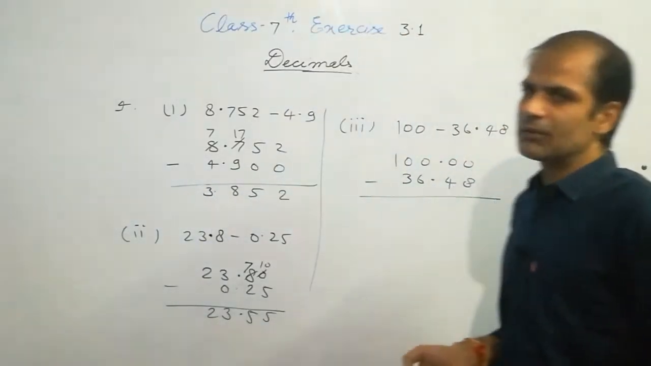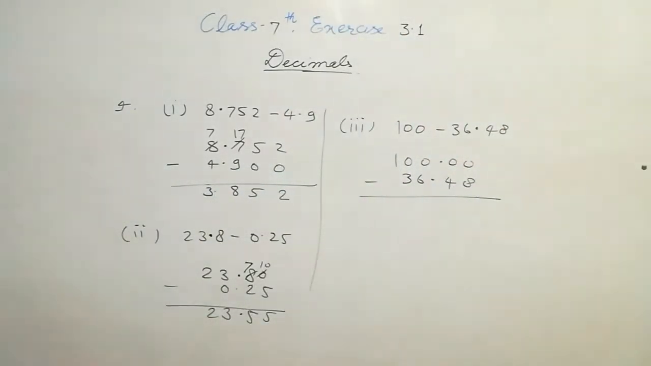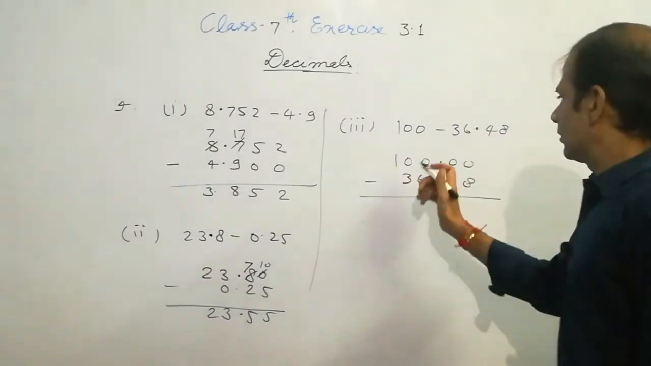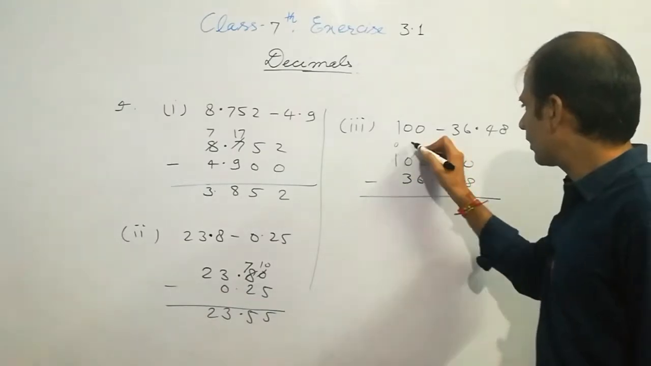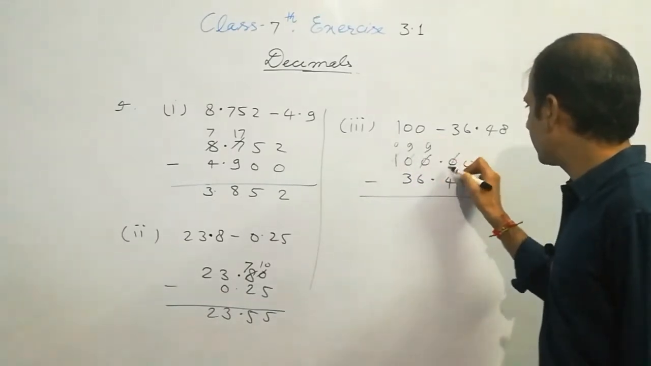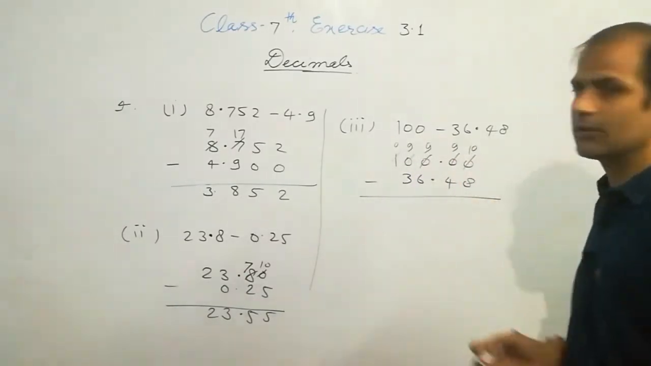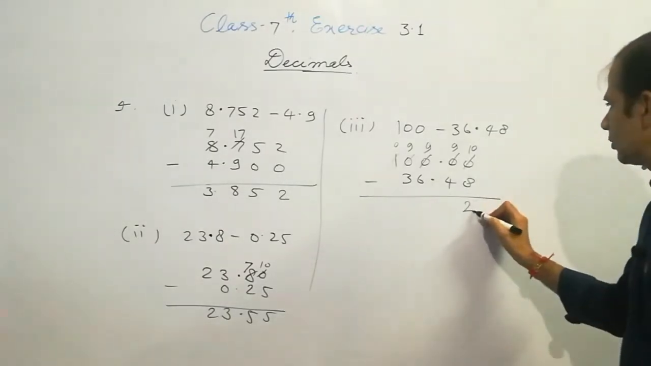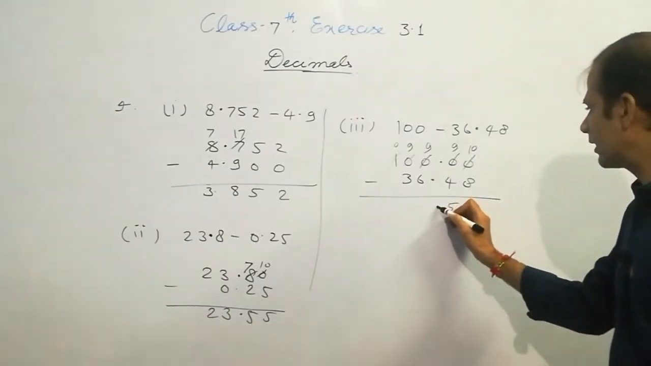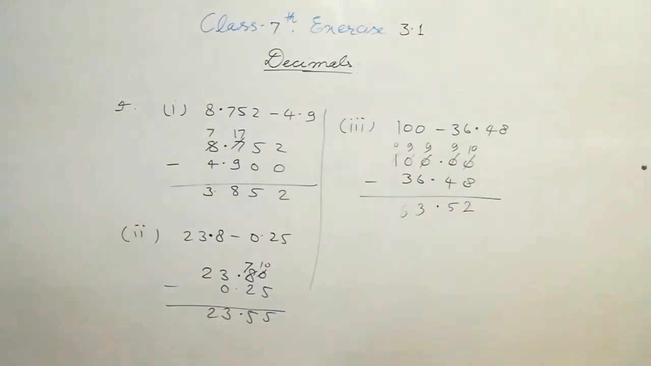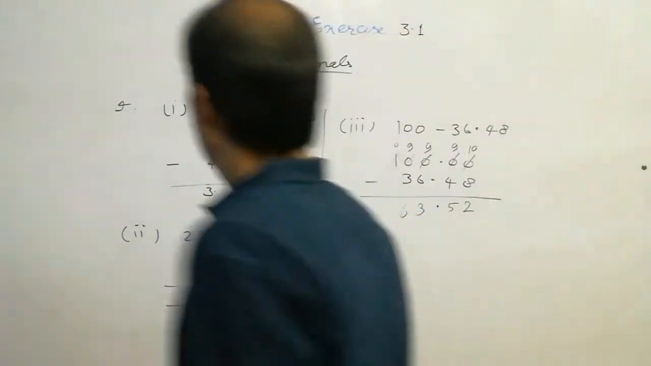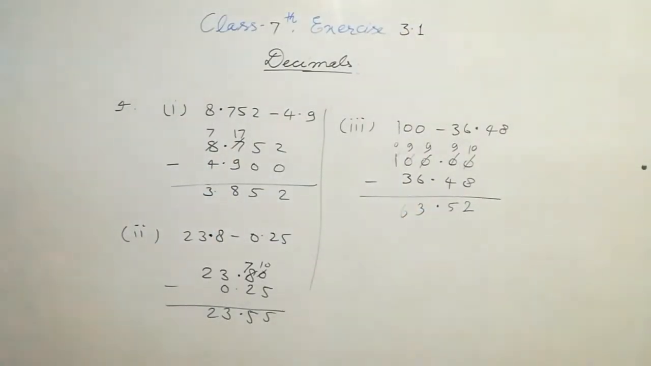As I told you, if there are continuous zeros, you can take borrow from the last digit. So it becomes 0. Now convert all these into 9 and it is converted into 10. 10 minus 8, 2. It is 5. Write decimal. It is 3. It is 6. So the answer is 36.52. Okay, this question is solved. Note it down.